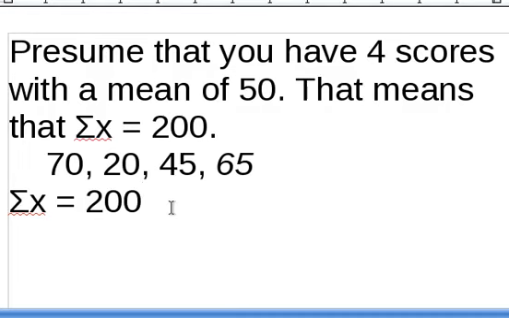If we had 10 scores, we'd have 9 degrees of freedom. We're totally free for the first 9 numbers, but the 10th number is forced on us. In general, when computing an average, if you have n scores, you have n minus 1 degrees of freedom.